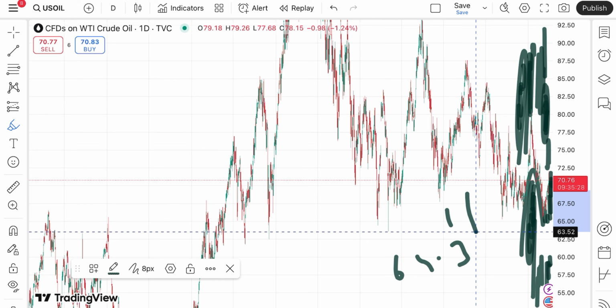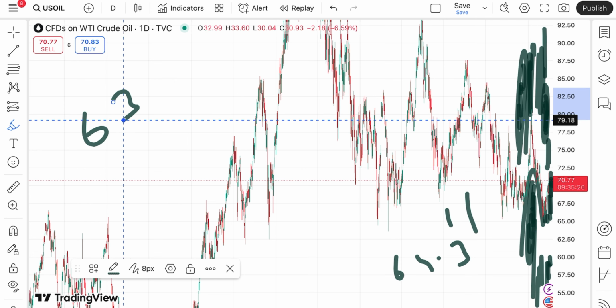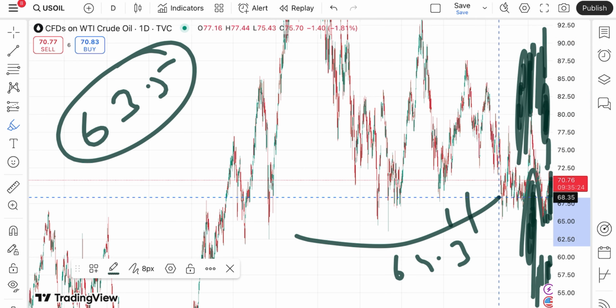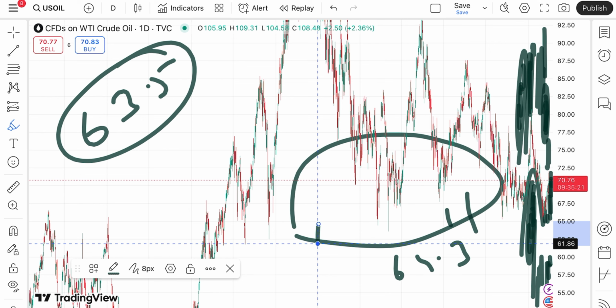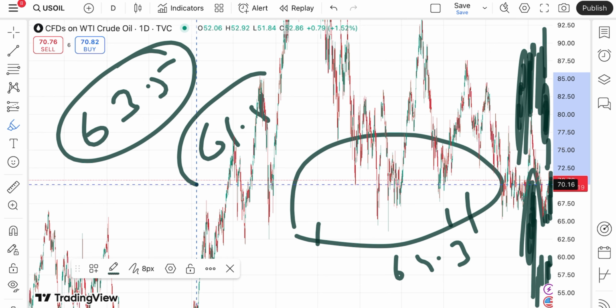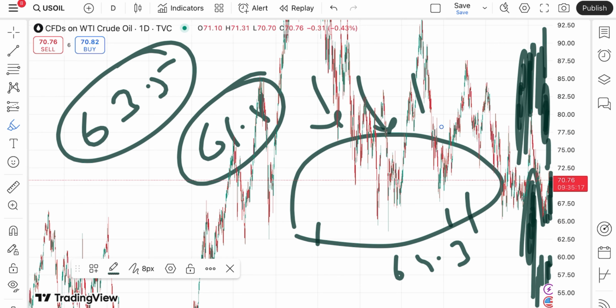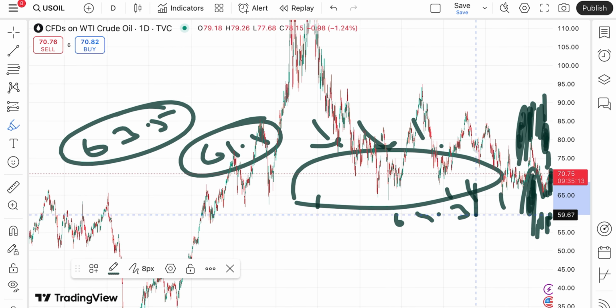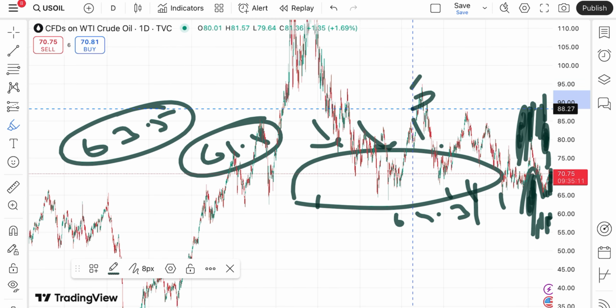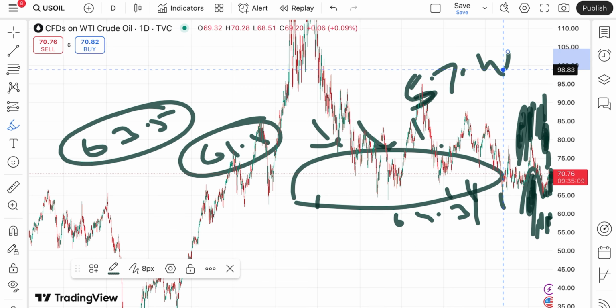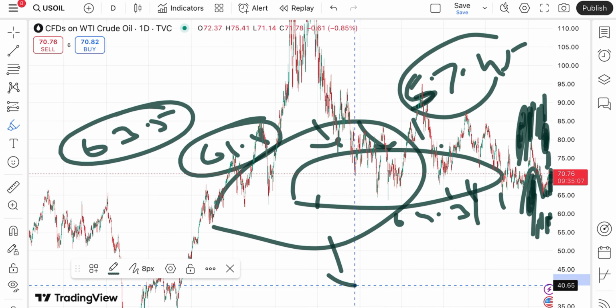If the price moves below that particular level, chance of touching 63.5, and then there will be a zone breakout, so further fall we can see towards $61.8. And if that doesn't sustain, a further fall we can see. So if the price starts falling below 61, there will be chances that it can move towards 57.45, and then there is a probability that it can go further.